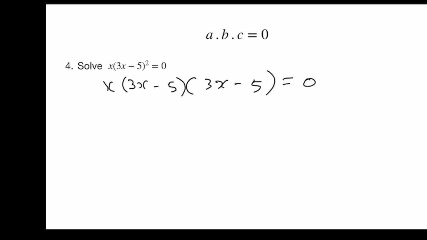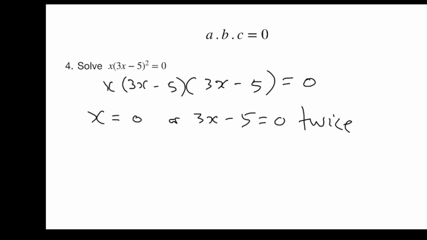Now there are three factors that we are multiplying by each other, and they interestingly give us a 0, which means either x is equal to 0 or 3x minus 5 is equal to 0 or 3x minus 5 is equal to 0. So it looks like I'm repeating myself. So I can just stop there, and we normally write twice because this is going to repeat. So 3x minus 5 is equal to 0 twice.